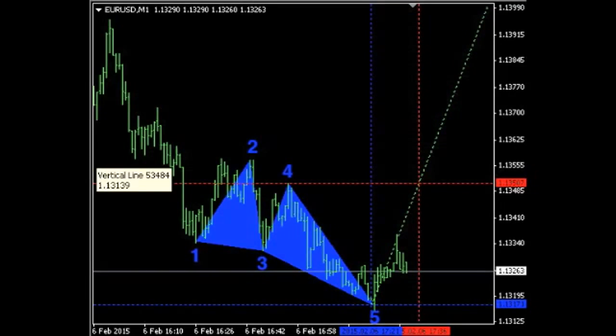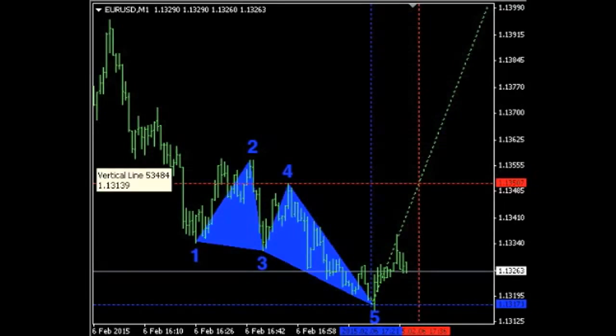Now, these patterns have 5 points to them. And they also have different names. They call them butterflies, or bats, or crabs, Gartleys, shark patterns. There's different names, and they basically look like M's and W's to make it simple for you.